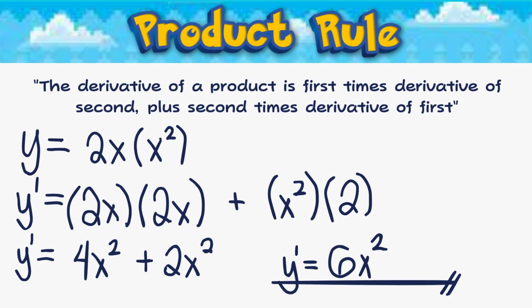Then combine like terms. So 4x squared plus 2x squared is equal to 6x squared. So our final answer is y prime is equal to 6x squared. Now, let's move on to the next rule.